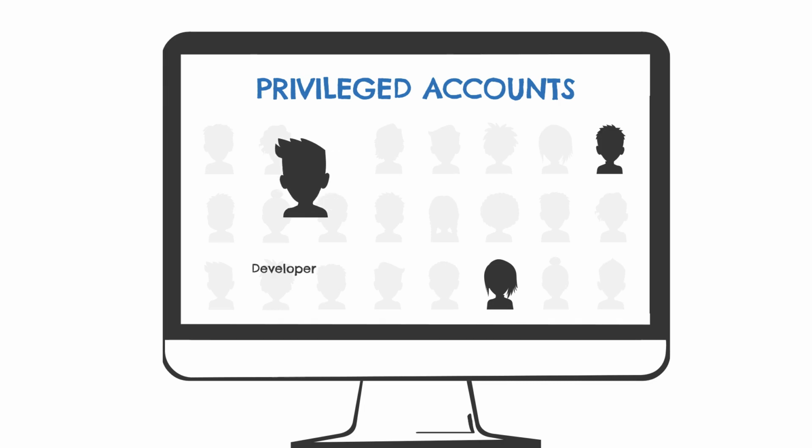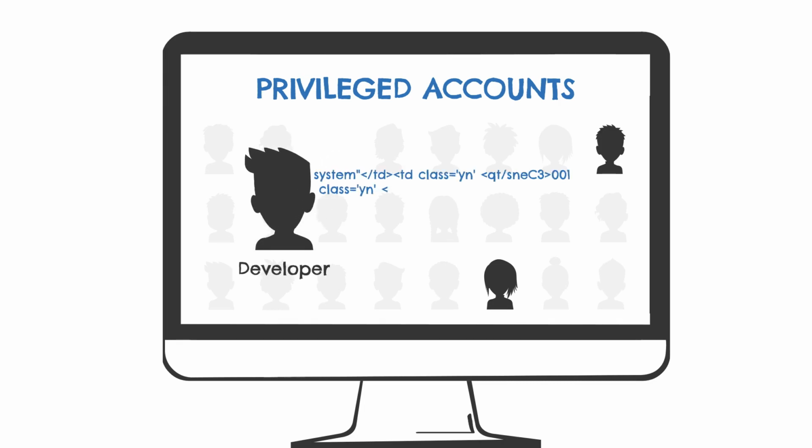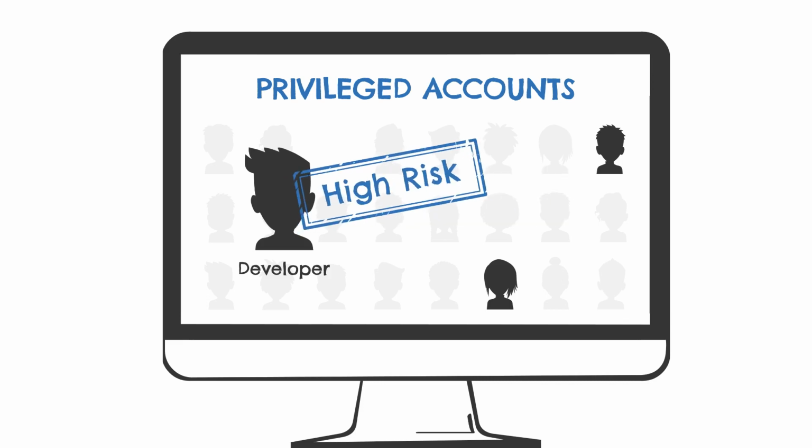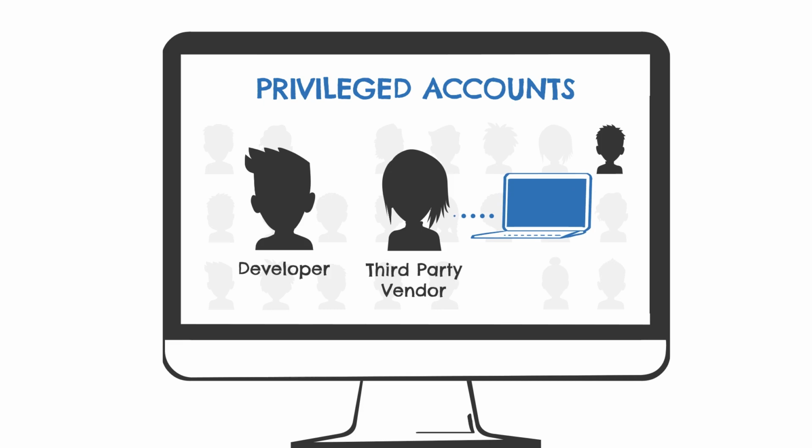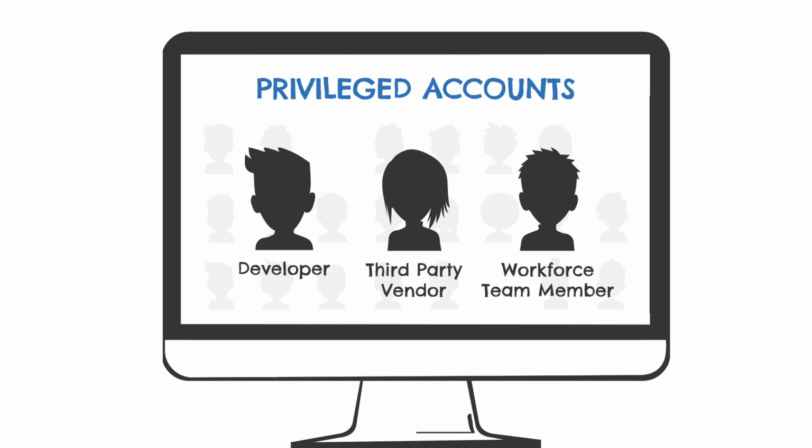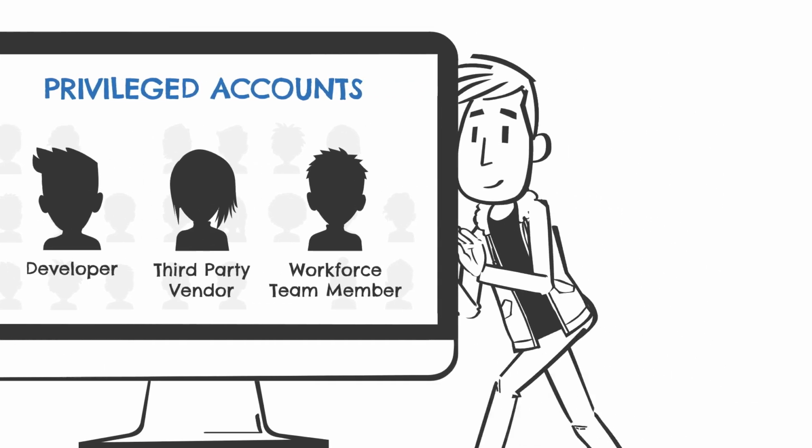This can be a developer who has access to source code that can easily impact the organization's production environment and therefore represent high risk. It can be a third-party vendor that needs access to corporate resources from remote. And it can also be a workforce team member that has access to a financial system with high privileges. So, privilege is basically everywhere now.